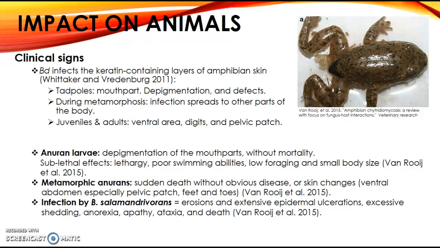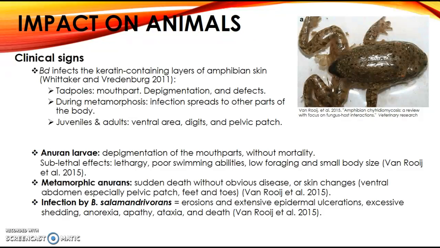Okay, what are the clinical signs according to the life stage of the animal? In a larva, there is depigmentation of the mouth parts without mortality. Sublethal effects include lethargy, poor swimming abilities, low foraging, and small body size.